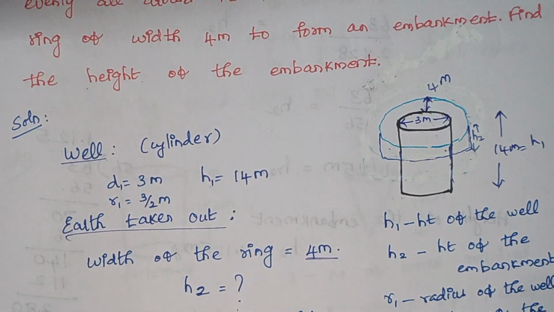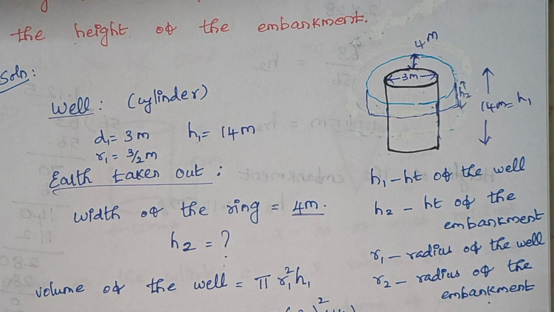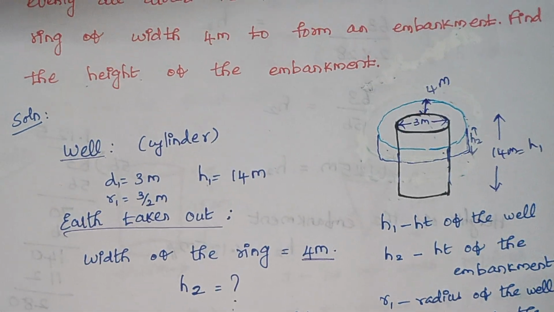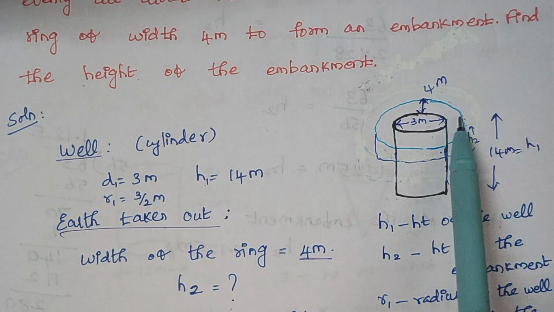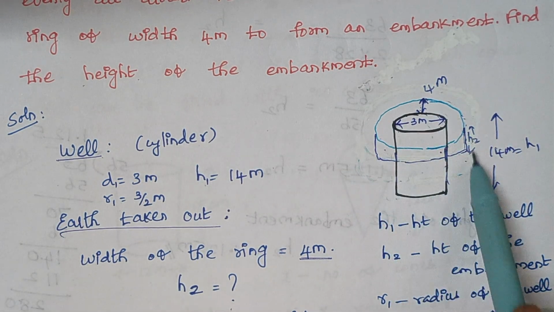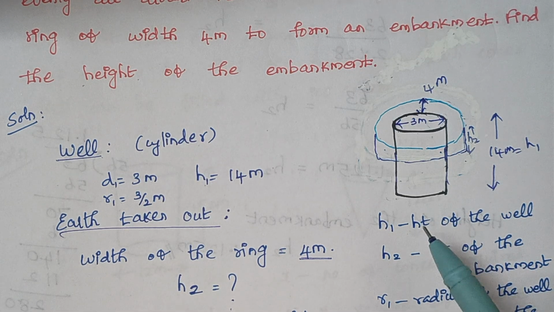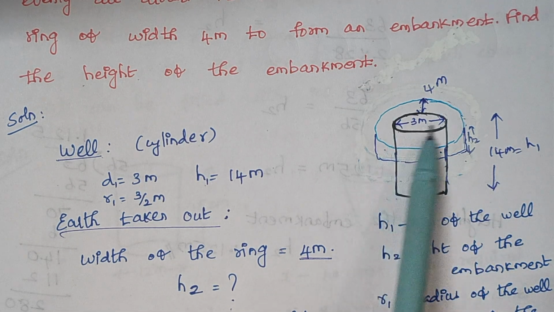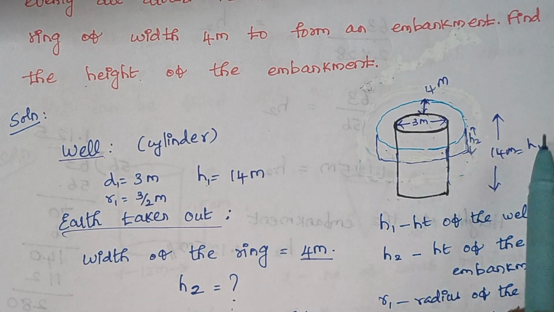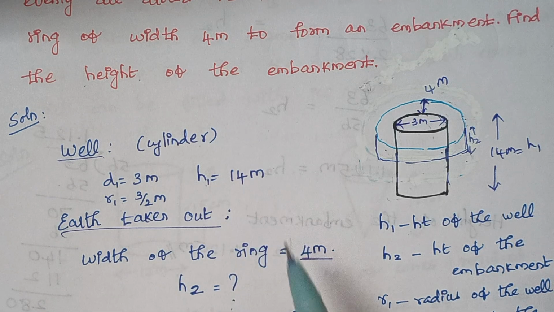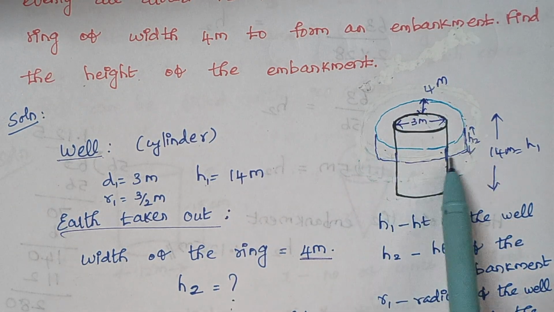Similarly, r1 is the radius of the well and r2 is the radius of the embankment. Now again when you look at this diagram, you see the well is in the form of a cylinder, and similarly this embankment is also in the shape of a cylinder. So now we are writing down the parameters. The diameter of the well is 3, therefore the radius is 3 by 2 and the height is 14 meter.